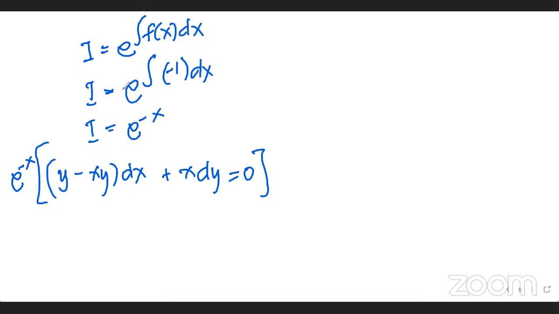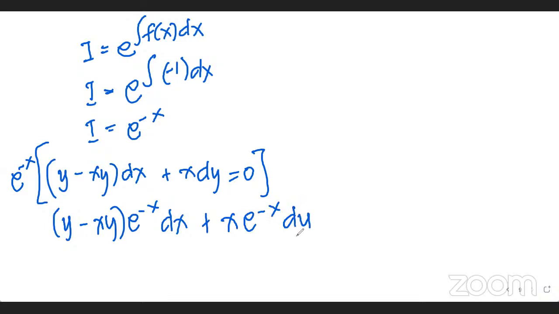But of course, we need to test pa din using the test for exactness. So distributing e raised to negative x, so we have y minus xy e raised to negative x dx plus x times e raised to negative x dy equal to 0 times e raised to negative x is 0. So ano na yung m natin dito? Sige, mag-test na tayo. So our m is this. Our n is x times e raised to negative x.